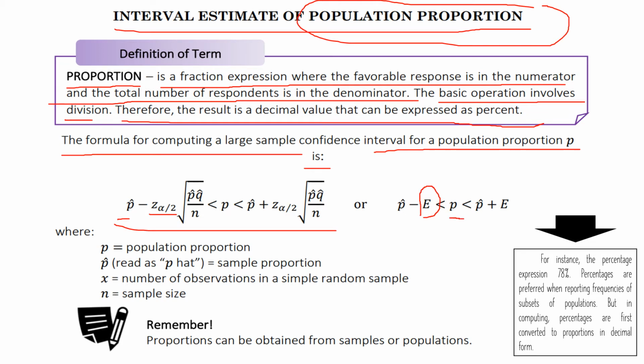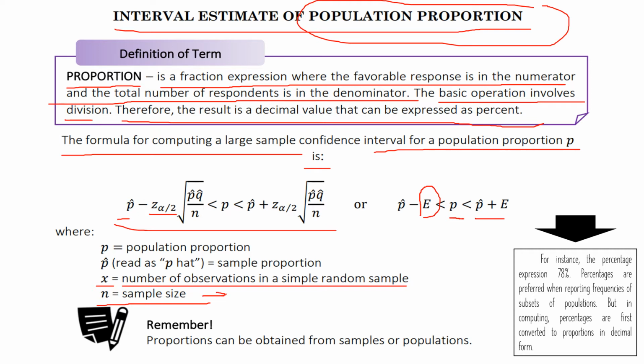That will be again your population proportion, less than your upper limit here. Your X here is the number of observations in a simple random sample, and your N is the sample size. So N is still your sample size. Note that if we add P hat and Q hat, it should be equal to 1.